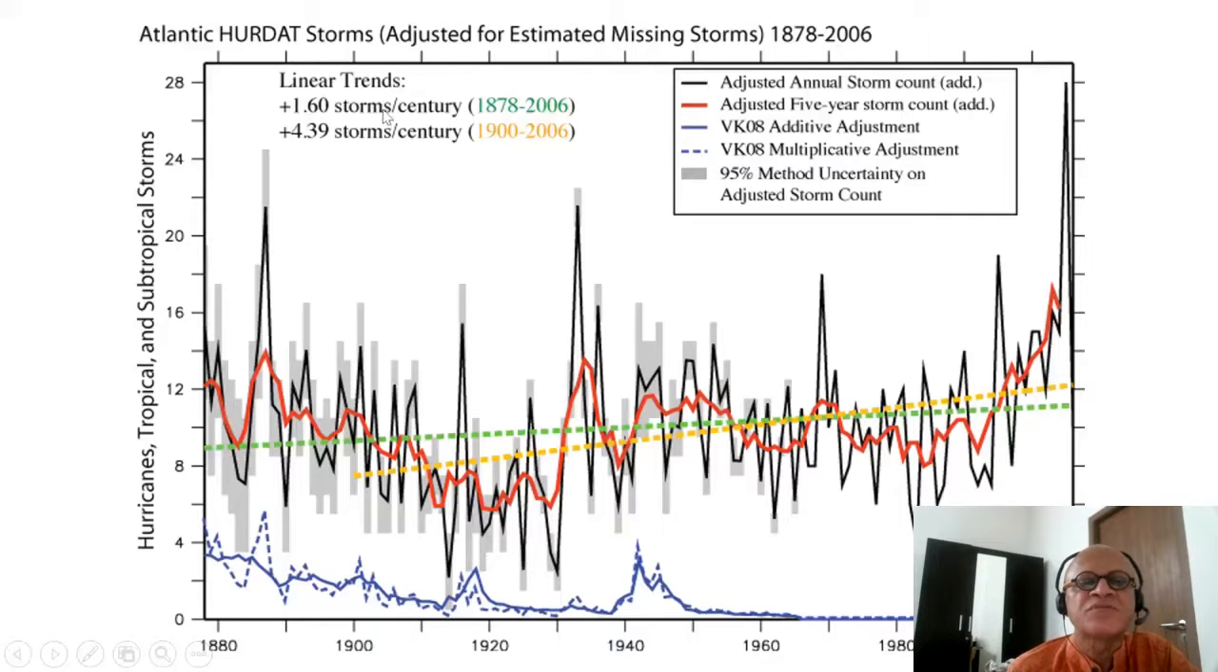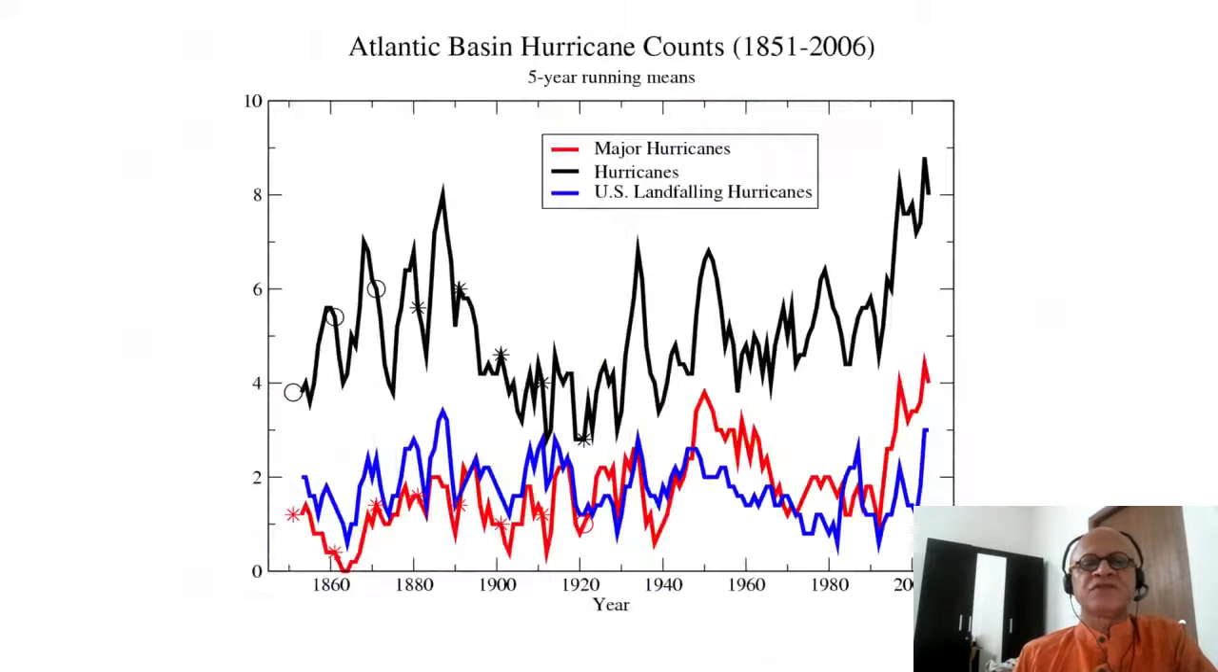So if you look at storms per century trends over 1978 to 2006, that's 1.6 storms per century. If you take a longer period of 1900 to 2006, you get a remarkably different number. You get 4.39 storms per century. So how this little period can make a difference in the trend. That's not a small difference, right? So these things have to be kept in mind when we are looking at cyclone trends and responses to global warming.